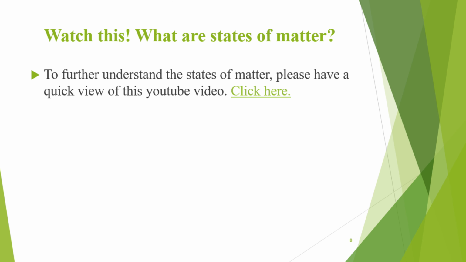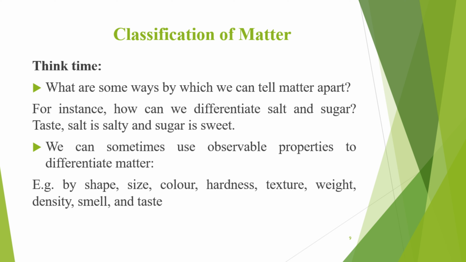To further understand the states of matter, please have a quick look at this YouTube video. Let's think about it. What are some ways we can tell matter apart? For instance, how can we differentiate salt and sugar solution? Yes, by taste. Salt tastes salty and sugar tastes sweet. There are other observable properties to differentiate matter, for example shape, size, color, hardness, texture, weight, density, and smell.